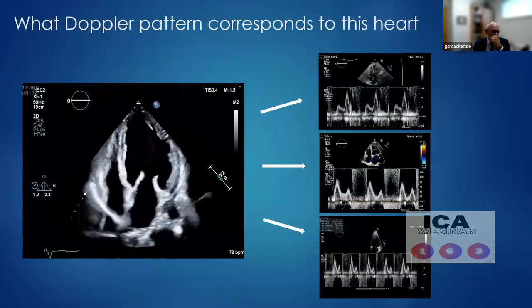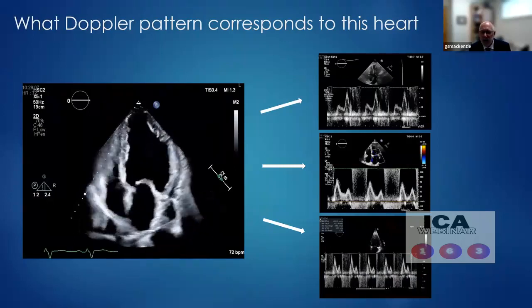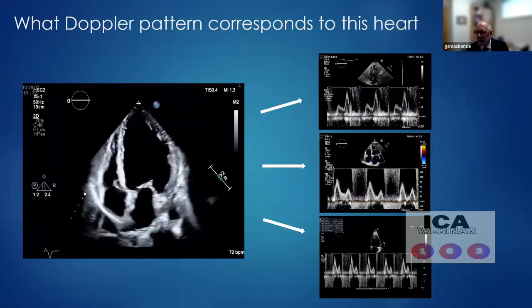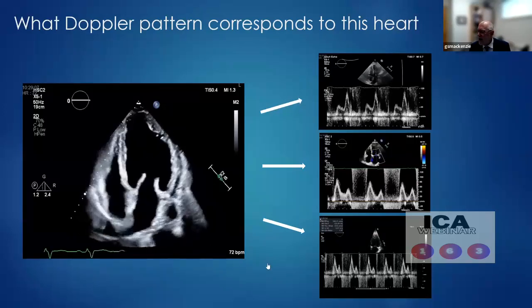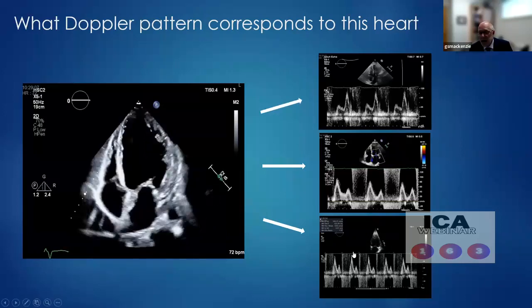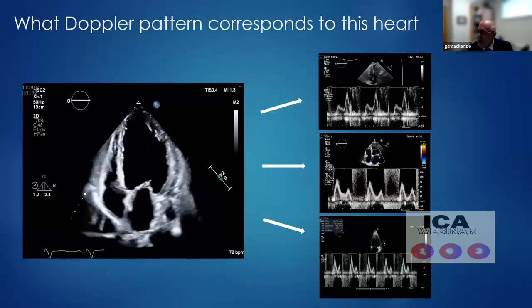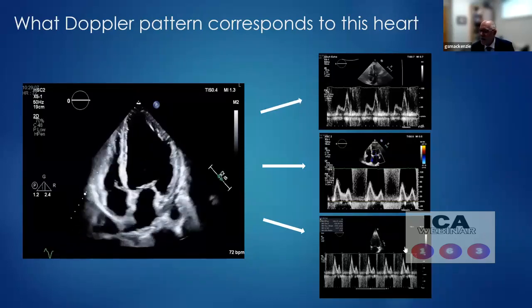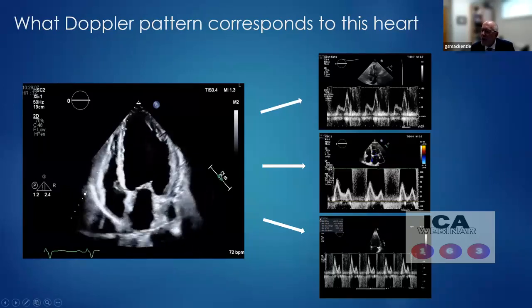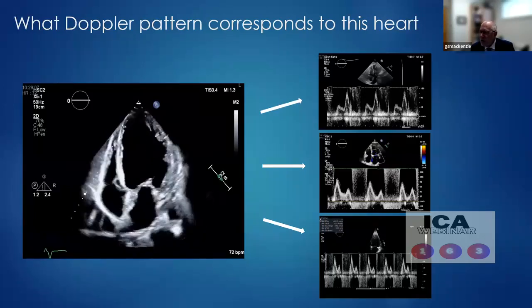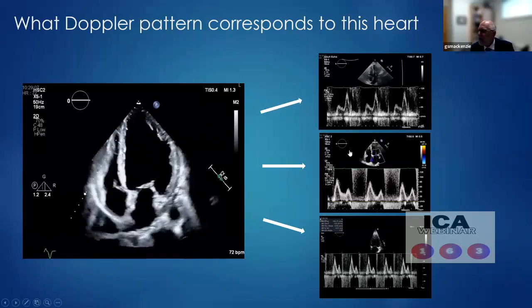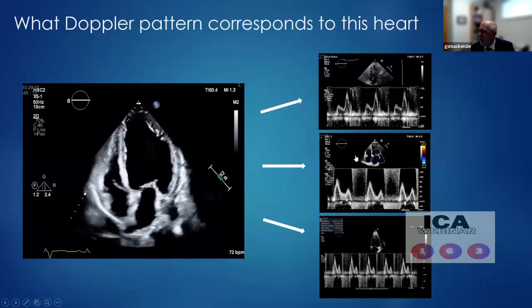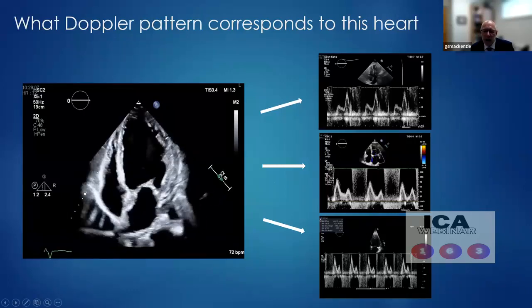Now, can you predict what Doppler pattern would correspond to this particular heart? Now, we can see here a patient with very, very poor left ventricular function. And you might automatically say that it would be this restrictive type pattern. And yes, if this patient had their initial presentation and they came to the emergency room, that might be the pattern you would expect to see if you did the Doppler tracing. However, if this patient was in fact admitted to hospital and had treatment with diuretics and perhaps SGLT2 inhibitors, you might notice a change to a pseudonormal or even a mild type pattern.